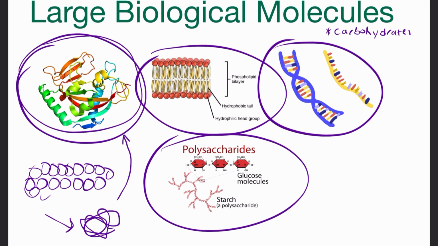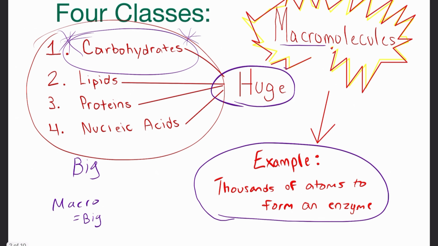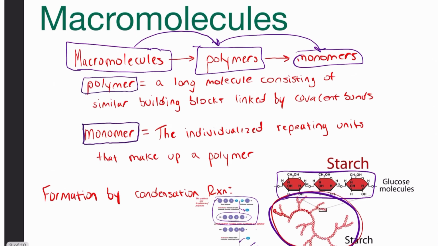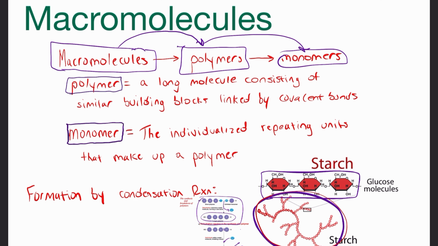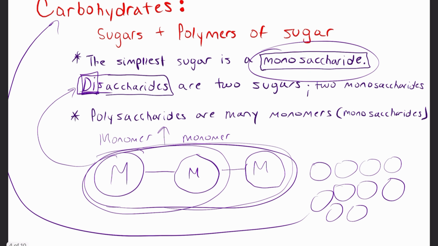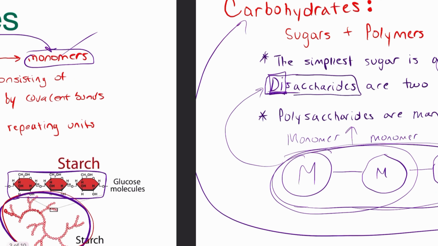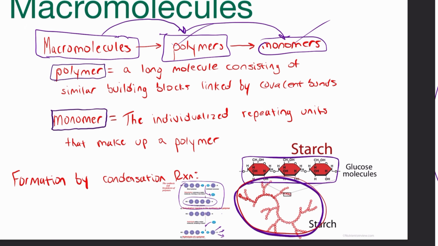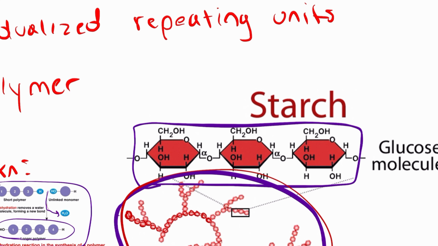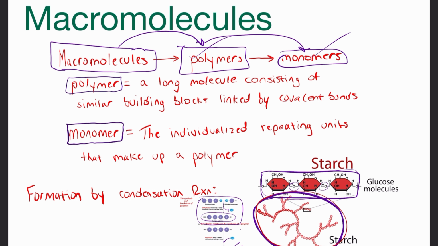We have large biological molecules. For this video, we talk about carbohydrates. These carbohydrates are macromolecules. Macromolecules are made up of polymers, then monomers, right? Starting at the monomer step, they are held together by glycosidic bonds through dehydration reactions, and they can form these long chains of polymers.